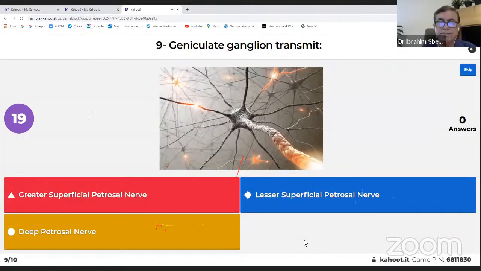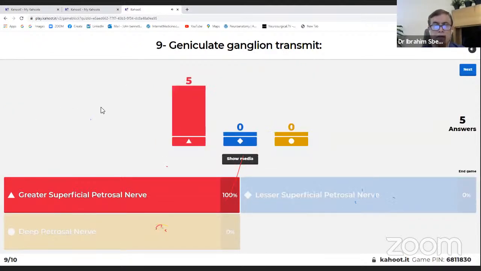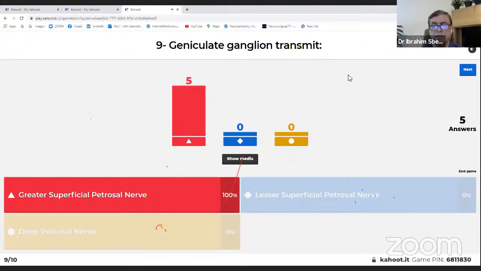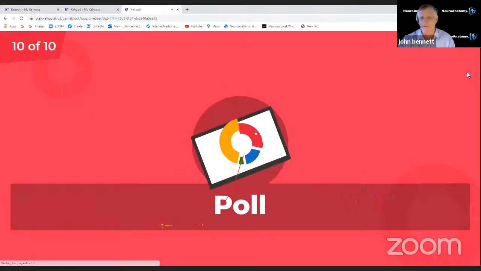Geniculate ganglion of the facial nerve transmits what? Greater superficial petrosal nerve, the lesser superficial petrosal nerve, or the deep petrosal nerve? Geniculate is where the labyrinthine part meets the tympanic part of the facial nerve. Okay. So greater superficial petrosal nerve is the correct answer. All right. And that's the second one they nailed. That's right.